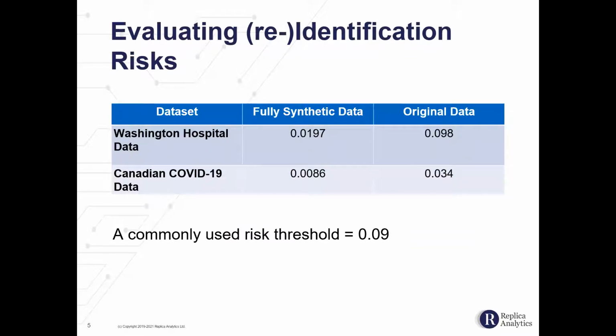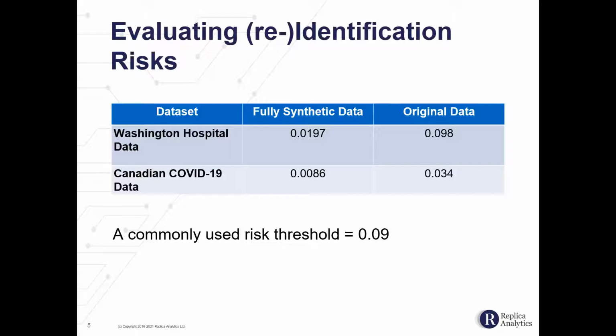So I've been making the point that synthetic data is not personal information and can be shared and used and disclosed with minimal constraints. So let's look at some data to demonstrate that. So here's an example of evaluating the privacy risks in synthetic data. This has been published, and at the end of this presentation, there are a number of references for those who want to take a deeper dive. But here are two examples, one from the Washington State Hospital Discharge Database, which is about 650,000 discharges, and then the Canadian COVID-19 data set.